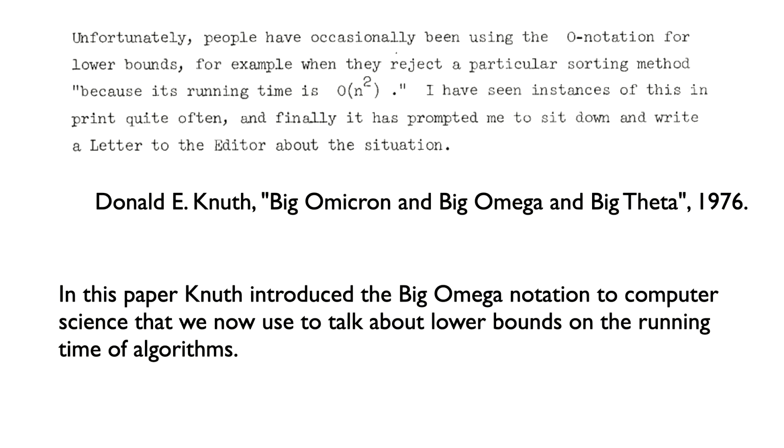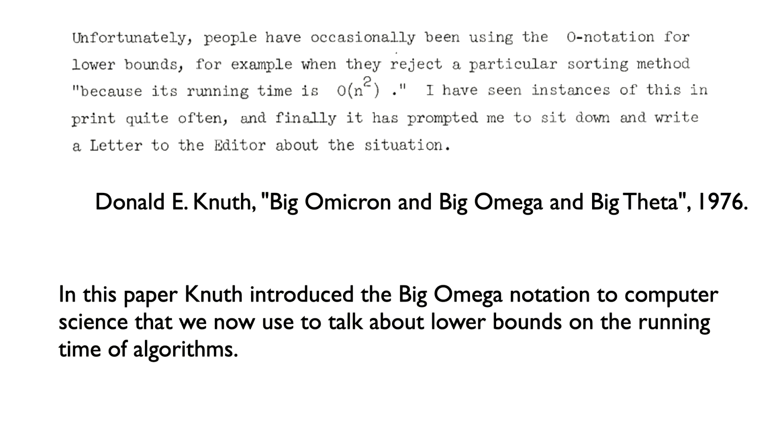Donald Knuth introduced a notation to the analysis of algorithms to talk about lower bounds. And he did this in response to a misuse of the big O notation, where people actually use it to imply a lower bound. So let me read you this passage. This is a passage from a paper of Donald Knuth called Big Omicron and Big Omega and Big Theta, which actually introduced the notations of big omega and big theta into the analysis of algorithms.